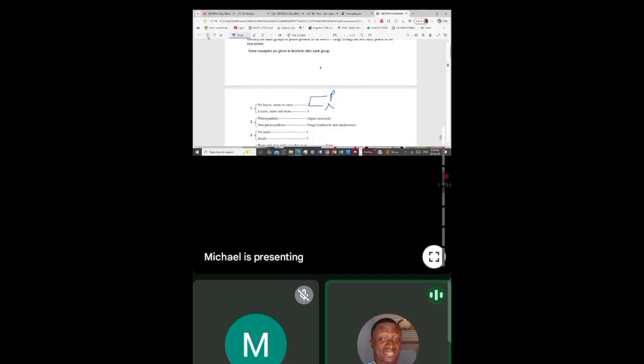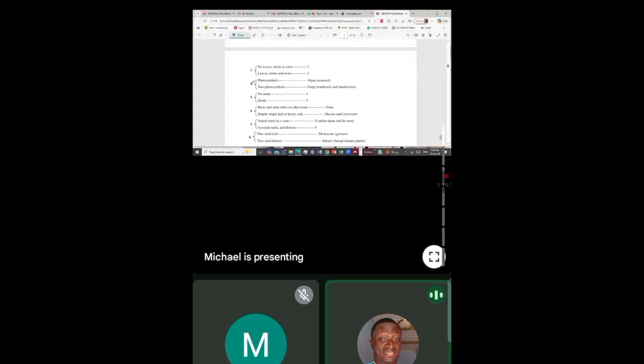So now let's look here. There are some plants, no leaves, stems or root. Okay, we don't know the plant. You can be thinking about a lot of them, but let's move. And others have leaves, stems, and root. If you have leaves, stems, and root, the next question or the next couplet is in point 3. So let's start from the first one, the point 2. So plants that have no leaves, stems, and root, and they are photosynthetic.